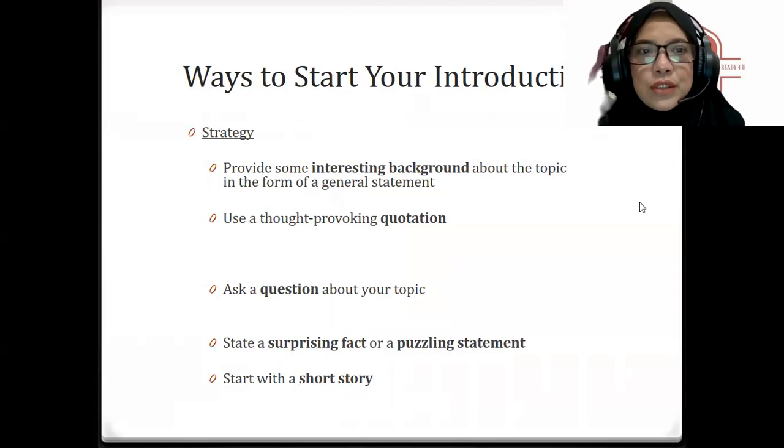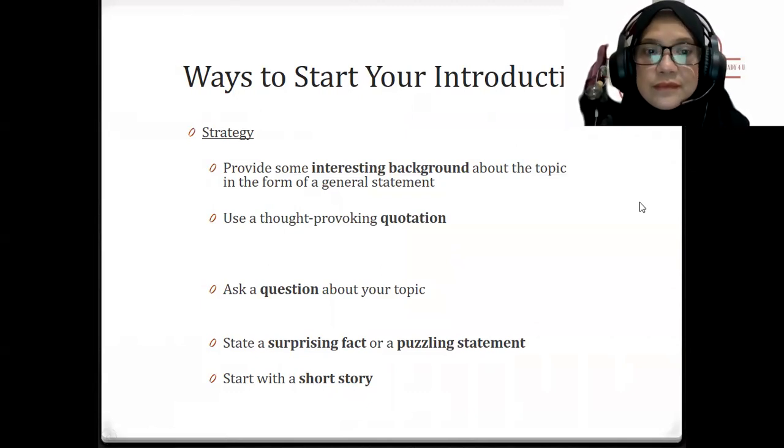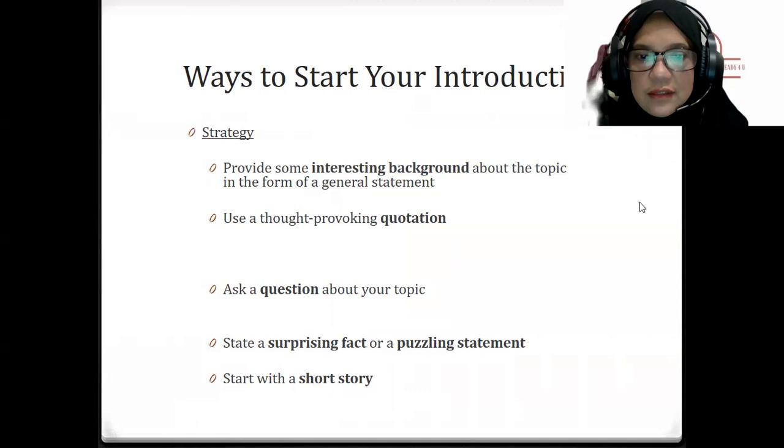Now, let's go to ways to start your introduction. Some strategies, okay. The introduction should provide some interesting background about the topic in the form of a general statement. You can use a thought-provoking quotation. You can also ask a question about your topic. You can state a surprising fact or a puzzling statement. You can also start your introduction with a short story.